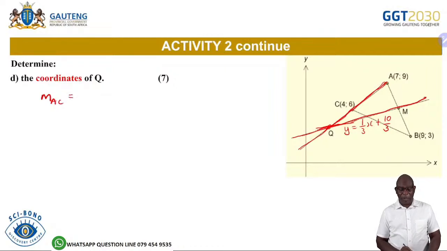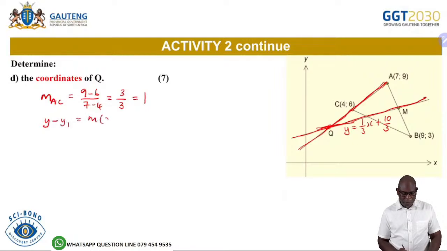To get the gradient of AC, I'll say it's 9 minus 6 divided by 7 minus 4. So 9 minus 6 is 3. 7 minus 4 is 3. My gradient is 1. Now I need the equation of this line here. y minus y1 equals m into x minus x1. So remember, I need the equation of line AC.